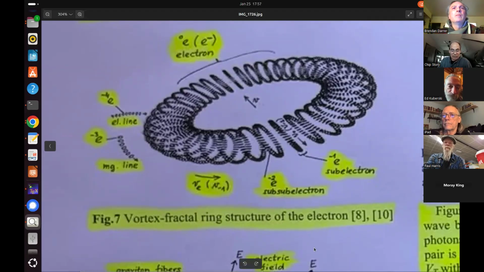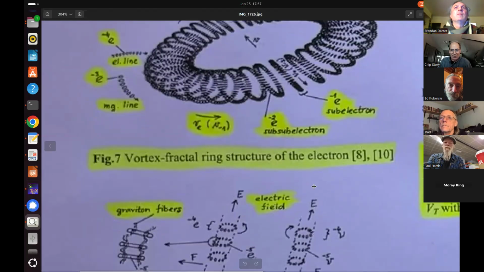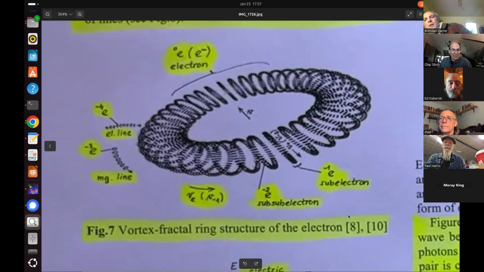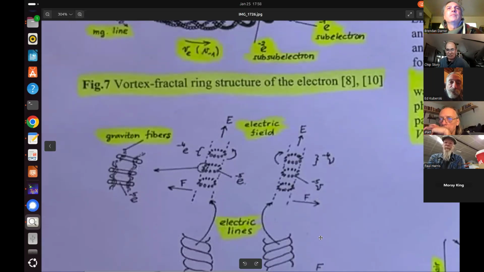Vortex fractal ring structure of the electron. Which is basically exactly what Bob Grenier has been showing us since 2020. The fractal toroidal moment. Yeah. Excellent. It's so much better than a probability cloud.